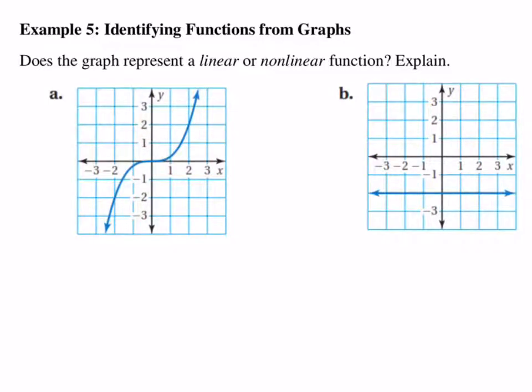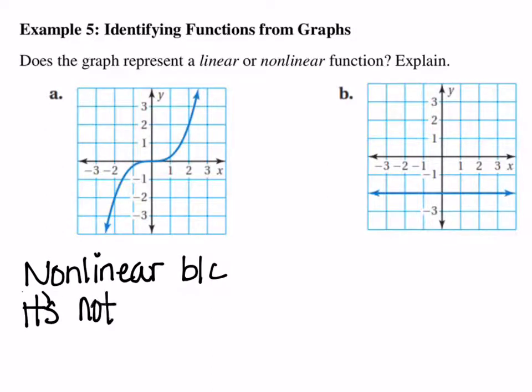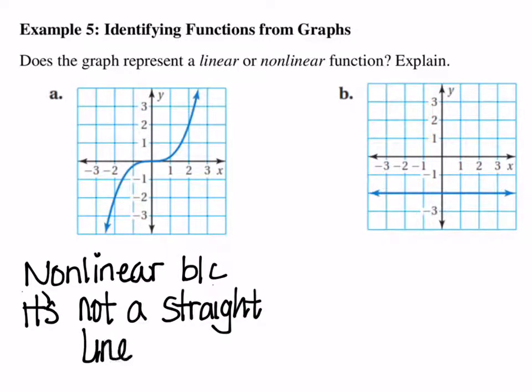All right, we can get through example 5 pretty quickly. Identifying functions from graphs. Does the graph represent a linear or nonlinear function? Explain. Well, your first graph here, they're saying, does it form a straight line? No. This one is definitely not a straight line. So we would say nonlinear because it's not a straight line. Part B, this is a horizontal line at y equals -2, forms a straight line, so it's linear.